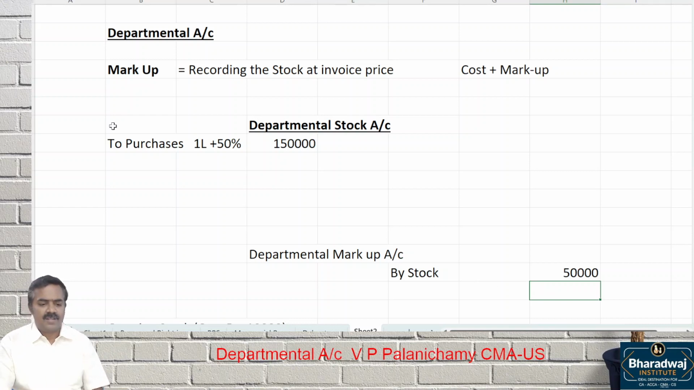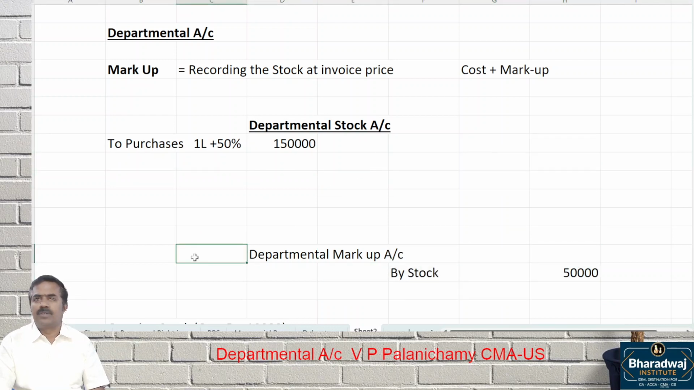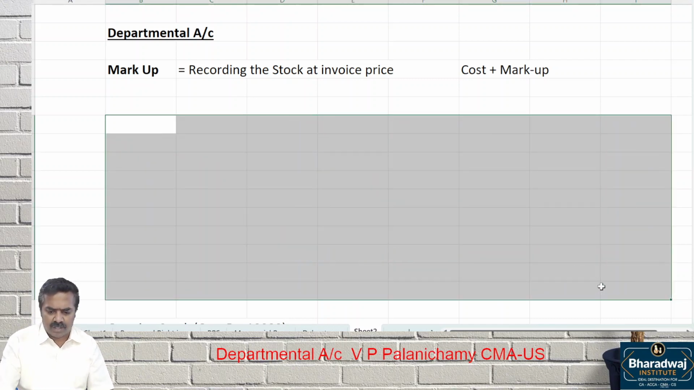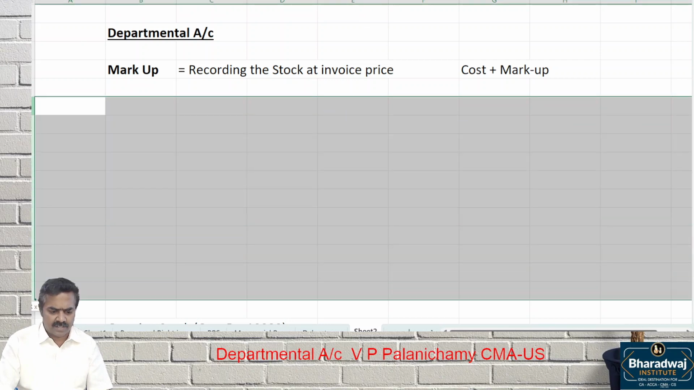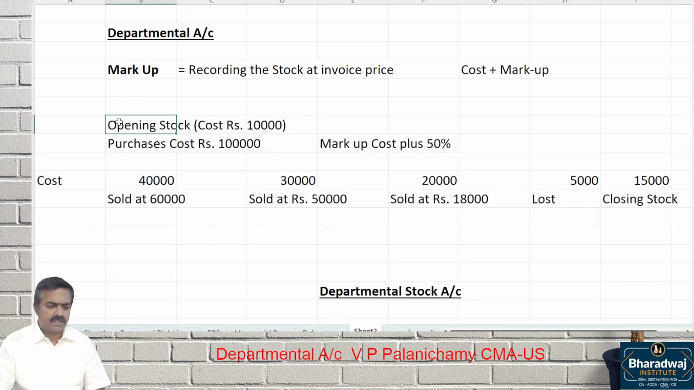Do you remember? On the debit side items, you'll remove the loading on the credit side. On the credit side items, you'll remove the loading on which side? Debit side, like that. The same concept is applied here, but in a different way. Okay, let me take up an example to give you a better understanding. Look at this.